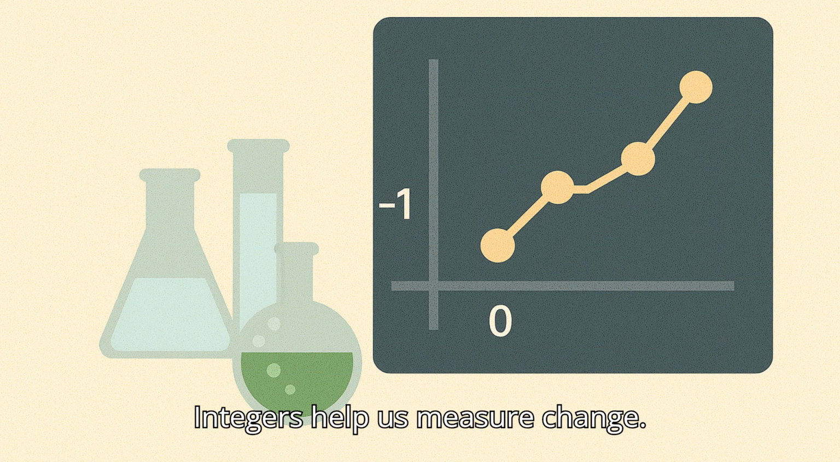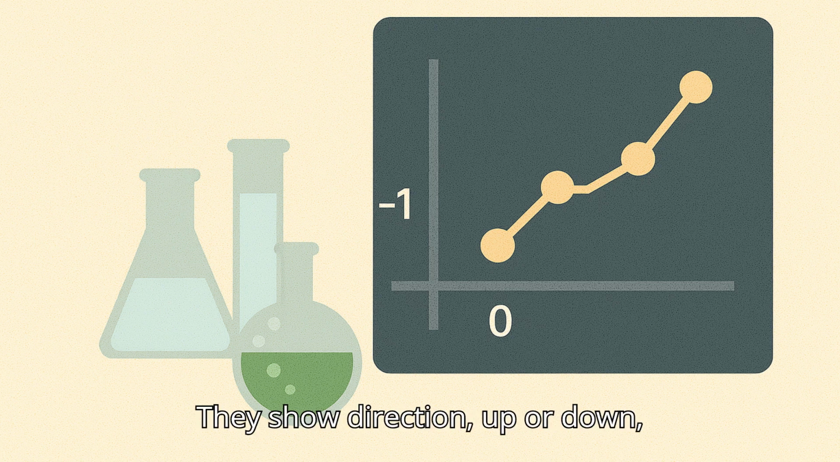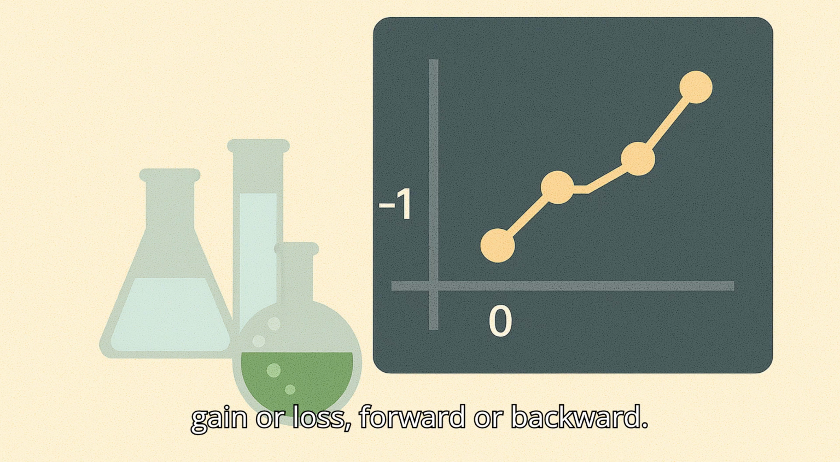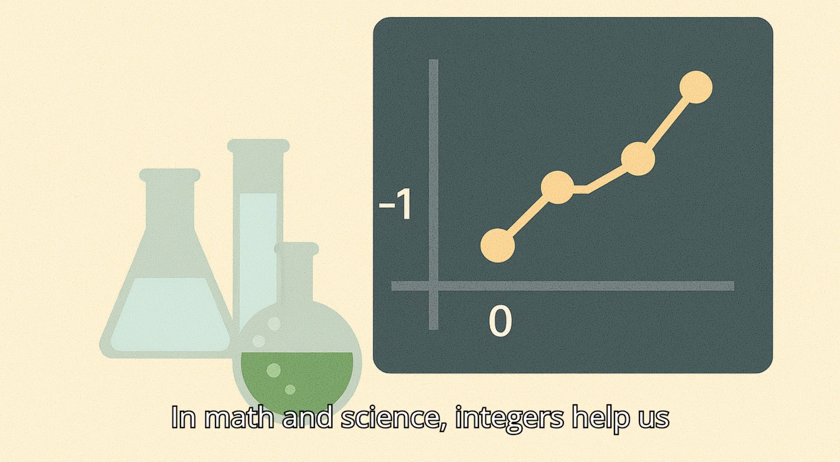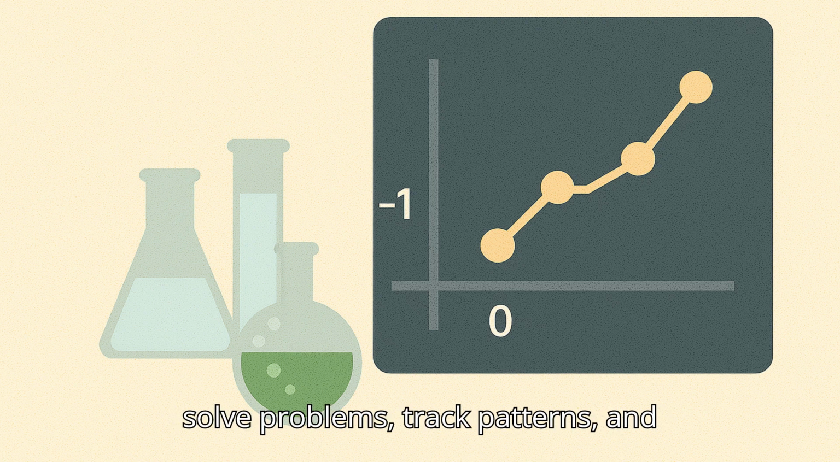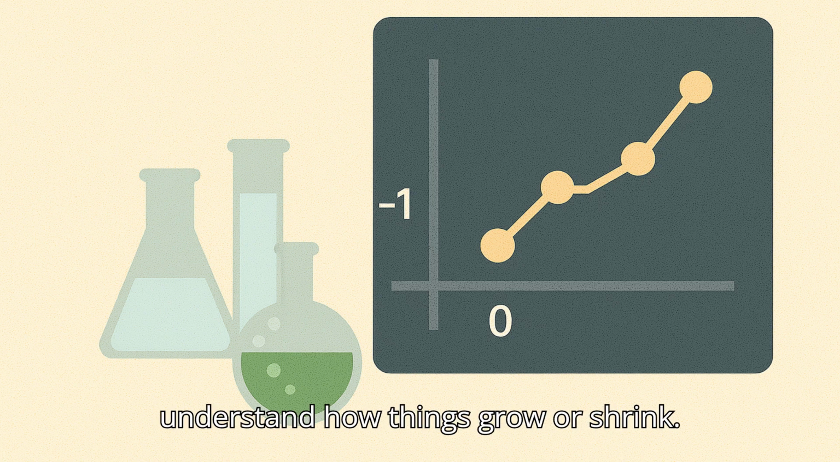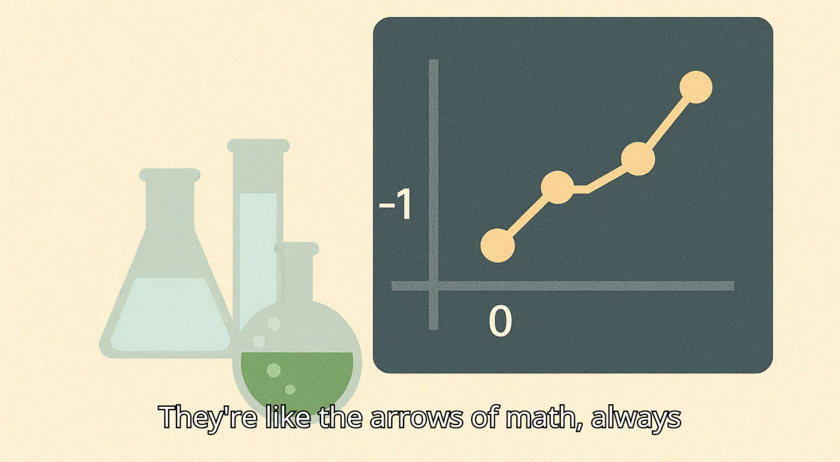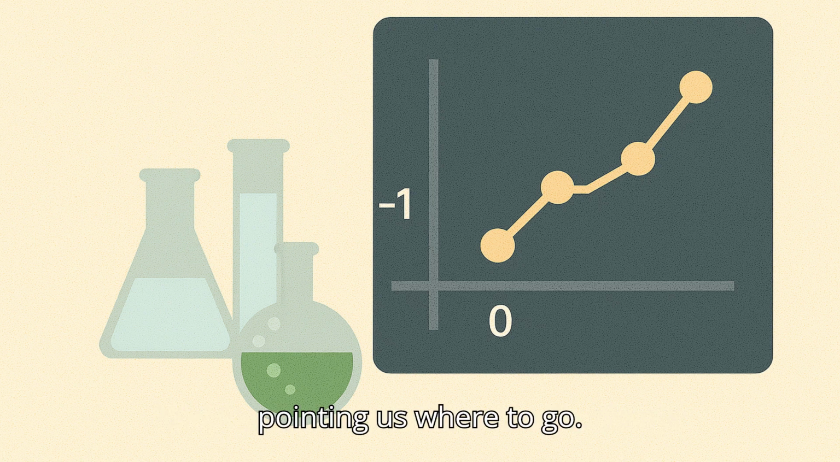Integers help us measure change. They show direction, up or down, gain or loss, forward or backward. In math and science, integers help us solve problems, track patterns, and understand how things grow or shrink. They're like the arrows of math, always pointing us where to go.